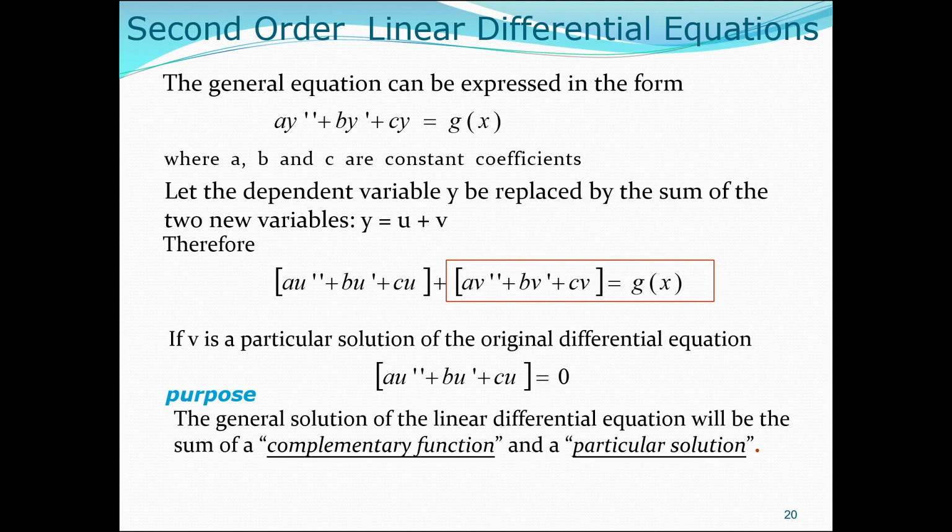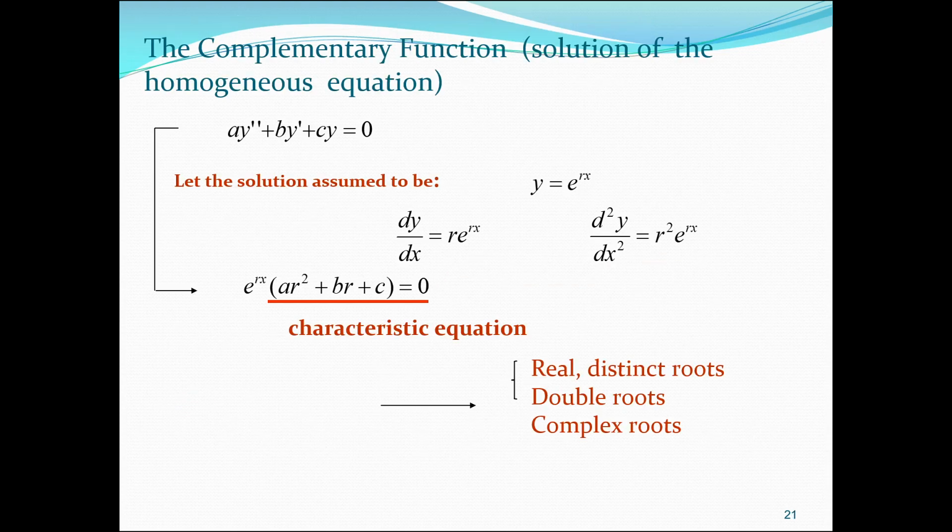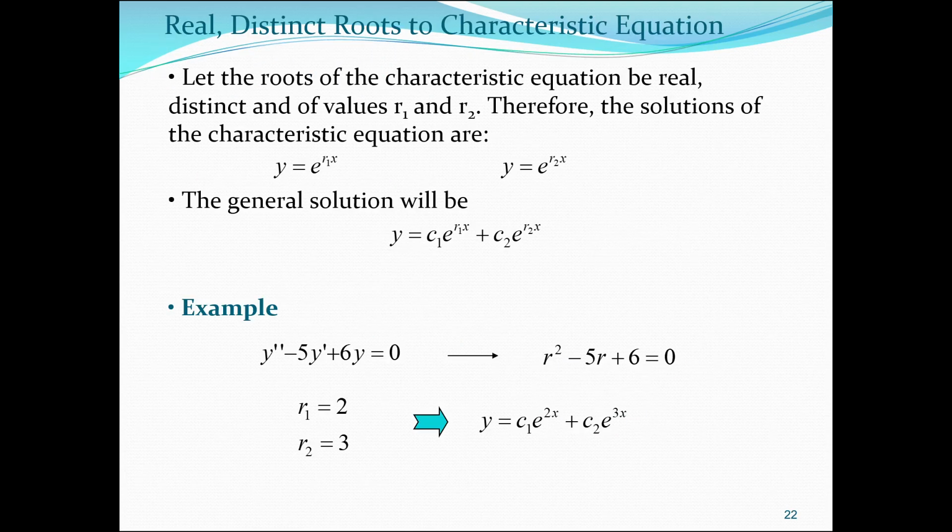The solution becomes the complementary function plus the particular solution. For example, a y double dash plus b y dash plus c y equal to 0. Here y equal to e power rx, which means dy by dx equal to r into e power rx, and d square y by dx squared equal to r squared into e power rx. The characteristic equation becomes e power rx into a r squared plus b r plus c equal to 0. We solve the characteristic equation. We get the roots real and distinct, or real and equal, or complex roots.